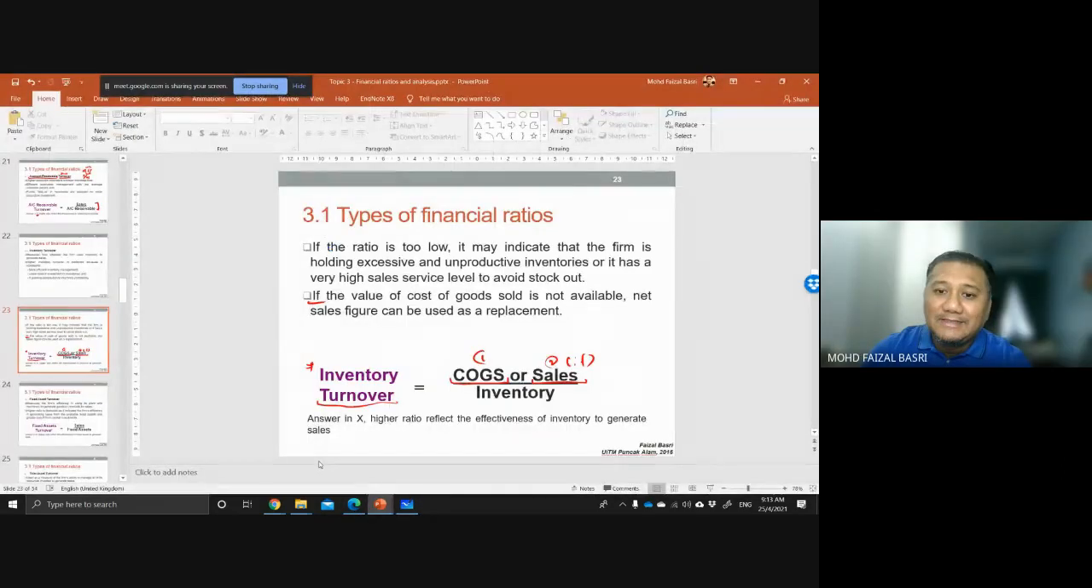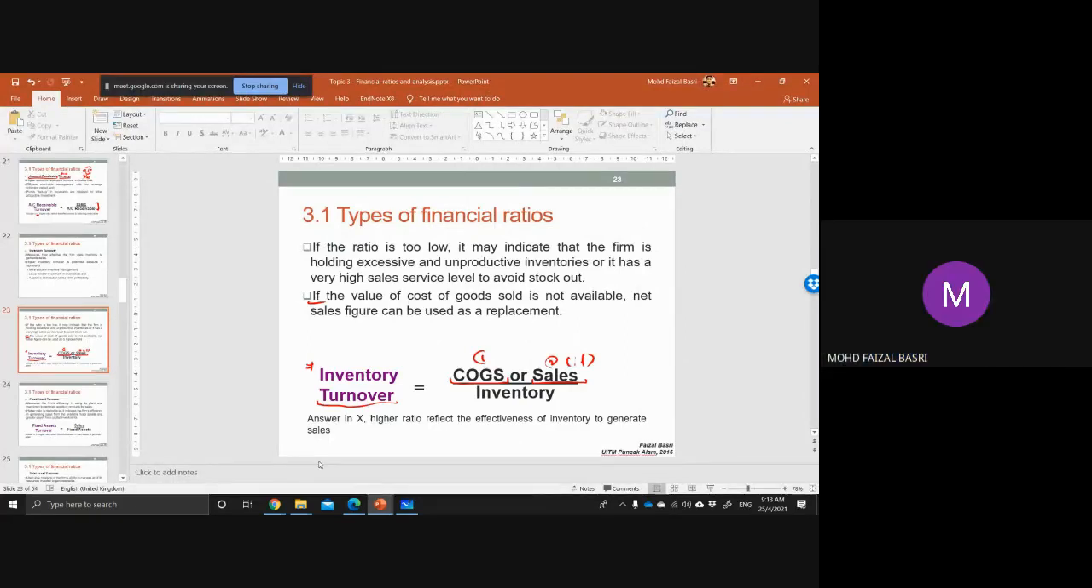So you can say the company's inventory turnover is worse as compared to the industry average, which indicates that the company has less effectiveness of using inventory to generate sales. All right, so that's inventory turnover.